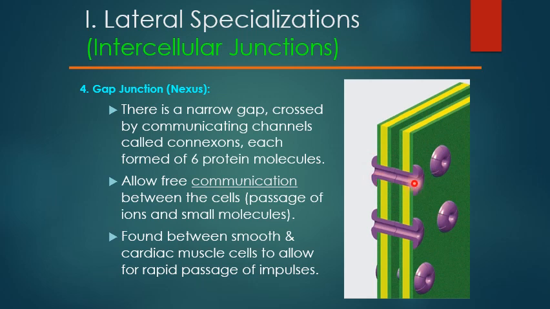The fourth type of junction is the gap junction or nexus. There is a narrow gap crossed by communication channels, each formed of 6 proteins, allowing free communication between two cells: passage of ions, impulses or small molecules. It is found between smooth muscle and cardiac muscle cells to allow rapid passage of impulses. This is a cell and this is another cell, and these proteins form the connexon, the channel: 1, 2, 3, and from the other side 1, 2, 3, forming a channel.